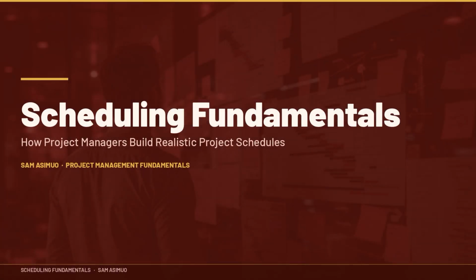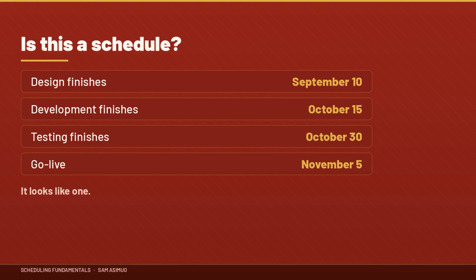I'm Sam Asimuo, and today we are talking about one of the most important skills every project manager needs to understand: project scheduling. And I want to start with something very important. A project schedule is not simply a list of dates. If I tell you design finishes September the 10th, development finishes October the 15th, testing finishes October the 30th, go live is November the 5th, that may look like a schedule.